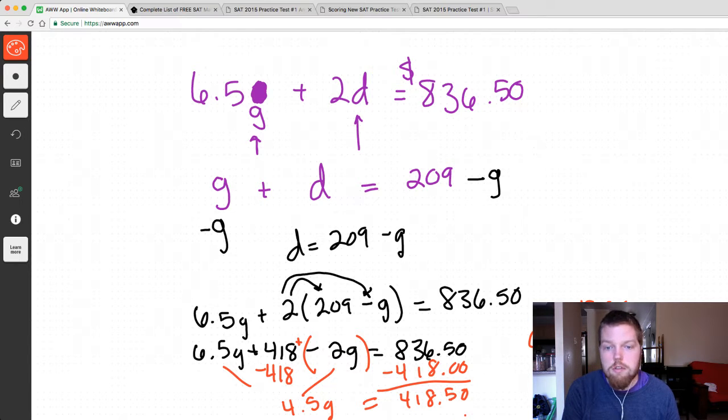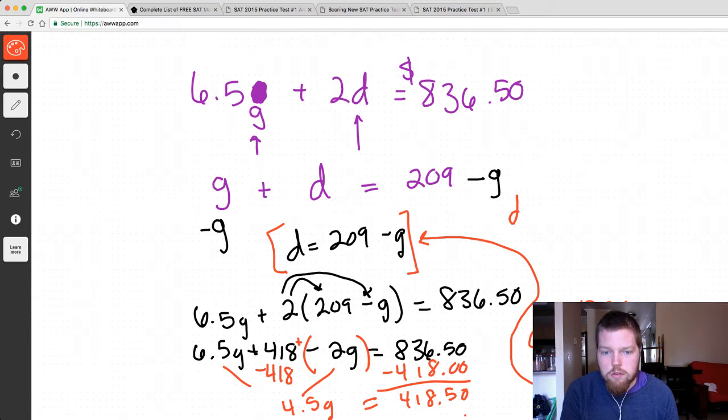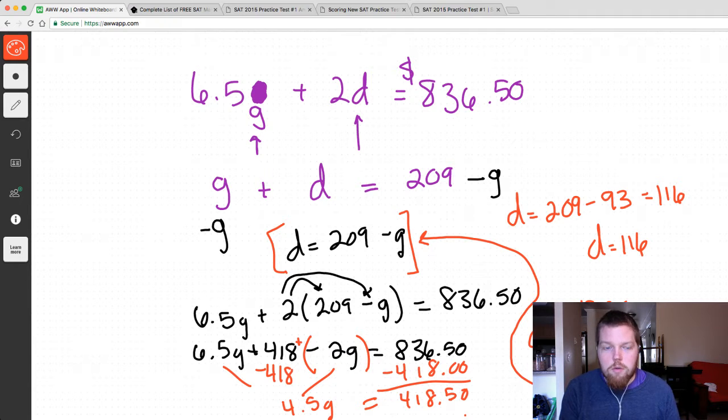So how many drinks did we sell? D, we're going to plug g into this equation right here. So d equals 209 minus g, which is 93. And we have our calculator. 209 minus 93 is 116. And then just very quickly, we can verify that this works by plugging 93 and 116 into our equation up here and making sure that that adds up.